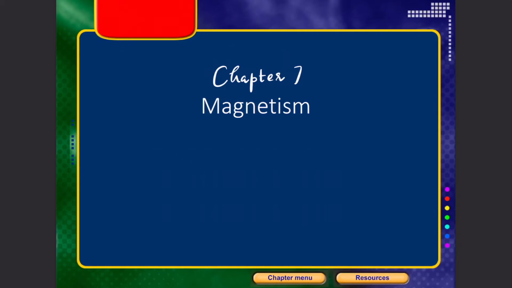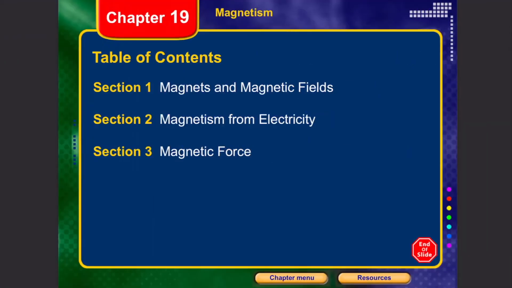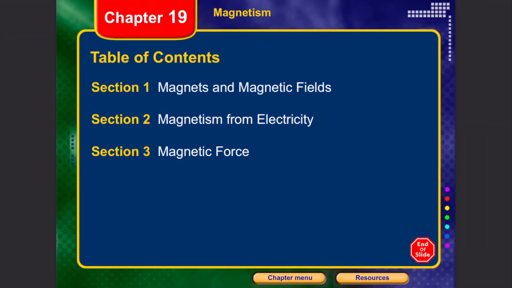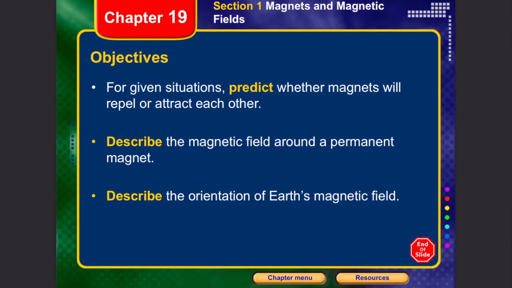Welcome to chapter 7. So we'll start talking about magnetism. In this lecture we'll discuss three sections. We'll talk about magnets and magnetic fields. We'll talk about how to get magnetism from electricity, and we'll also talk about the magnetic force. So let's start with magnets and magnetic fields.